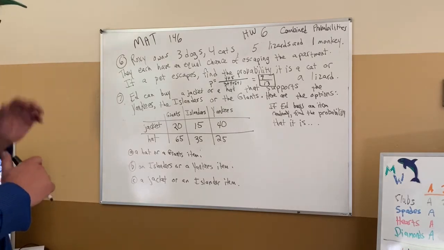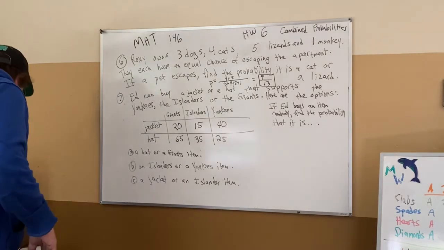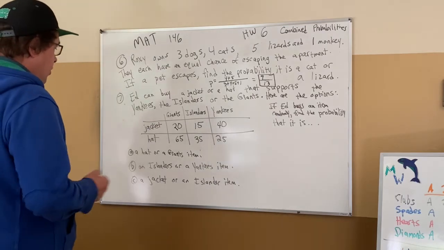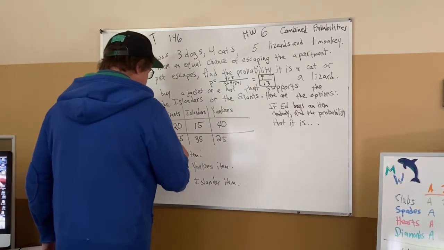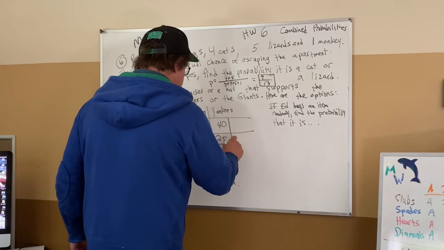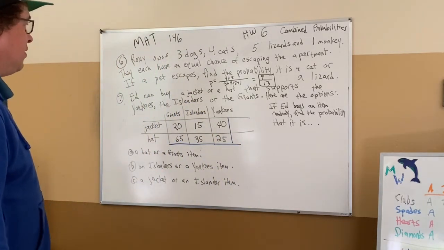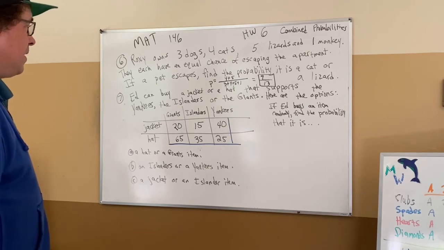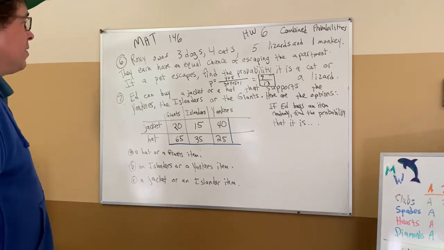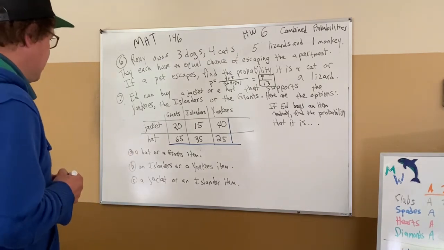But now in this case, we may find some overlap. I'm going to go ahead and get some totals for us here. But what this problem says is that Ed can buy a jacket or a hat that supports the Yankees, Islanders, or Giants. Here are the options. If Ed buys an item randomly, find the probability that it is, and then it begins to ask questions.